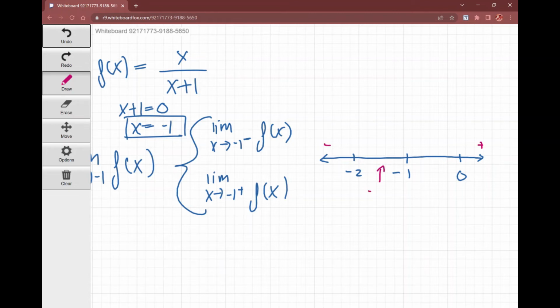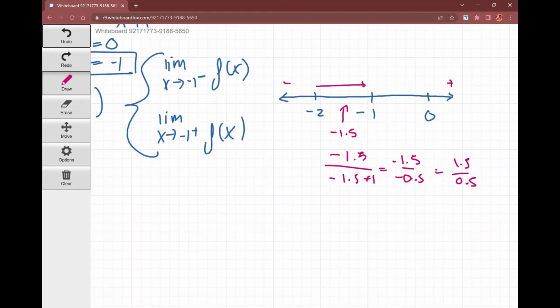Let's take negative 1.5, because we're really creative here. Negative 1.5 over negative 1.5 plus 1, which is negative 1.5 over negative 0.5, which equals 1.5 over 0.5. And I have no idea what that is, but it's something more than 1. So, it's going to go in this direction.